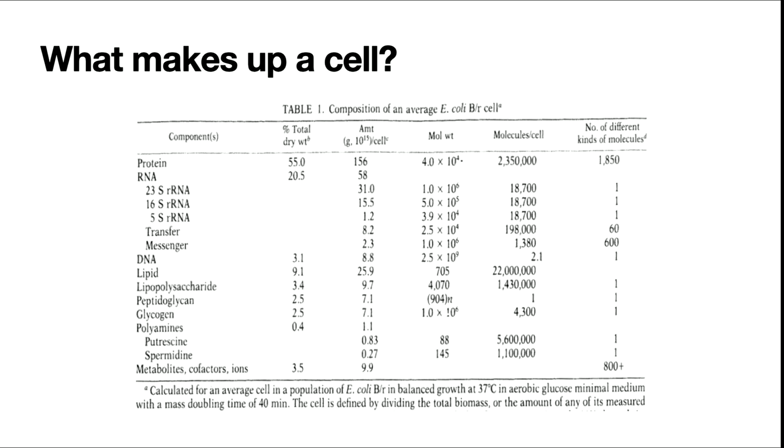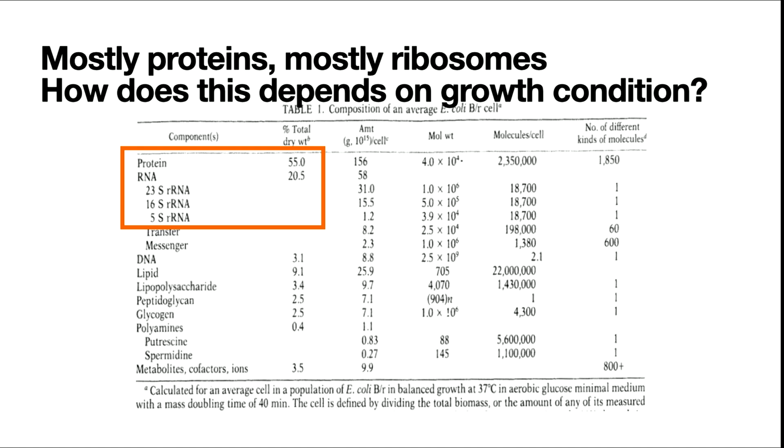Now, when you measure these, the first question that you can ask is, I can measure proteins, I can measure RNA. The main two categories are proteins and RNA. What am I actually measuring, okay? So these are the two main.